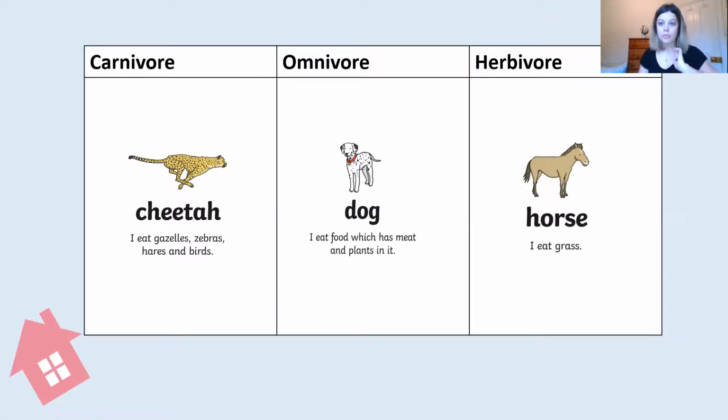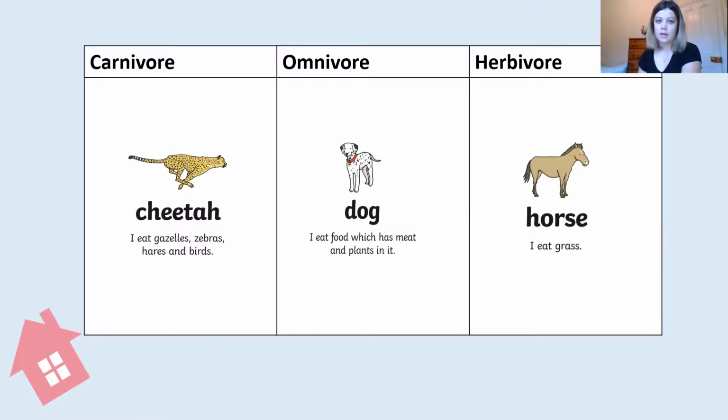If you're at home, you could draw a Venn diagram like the one on the other slide, or you might find it easier to just use your home learning book and write carnivore, omnivore, and herbivore in the book with some pictures underneath of the animals that go in each group. So you might want to draw a cheetah under the carnivore heading, a dog under your omnivore heading, and a herbivore. You might want to draw a horse under that. Okay? And you can tell me why you've put it there.